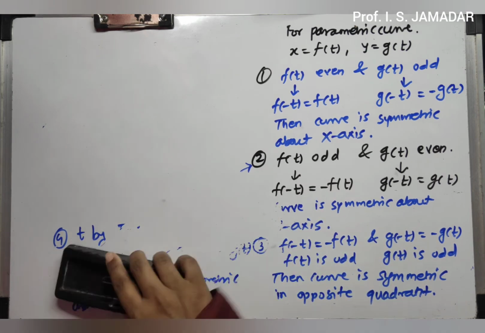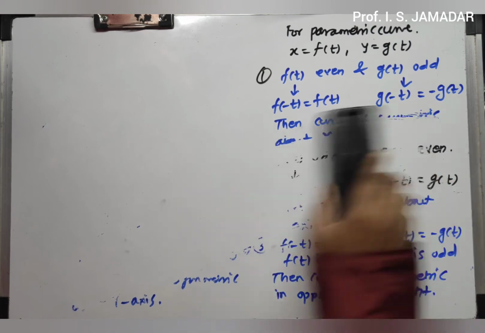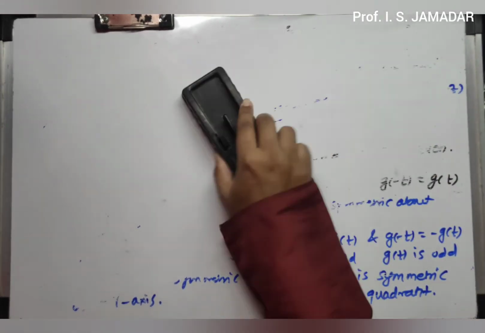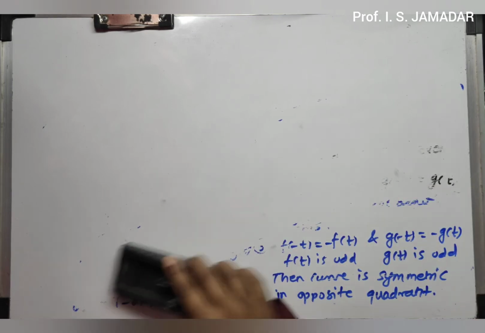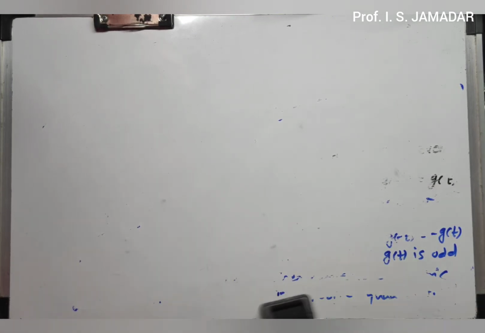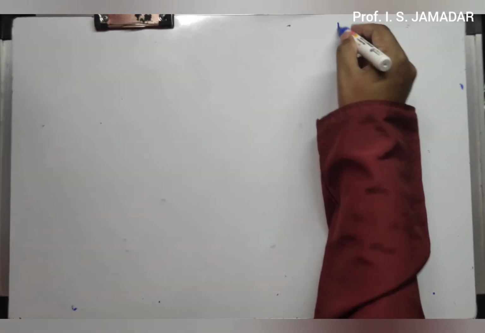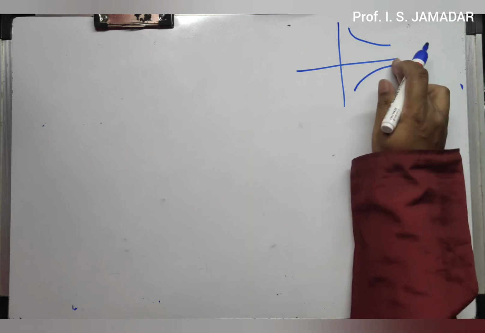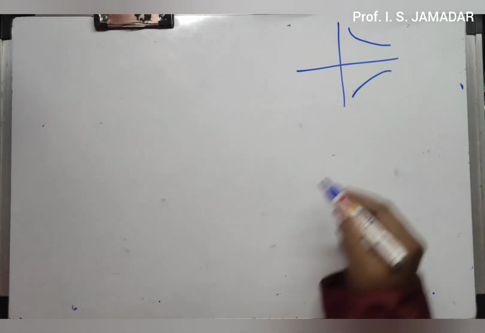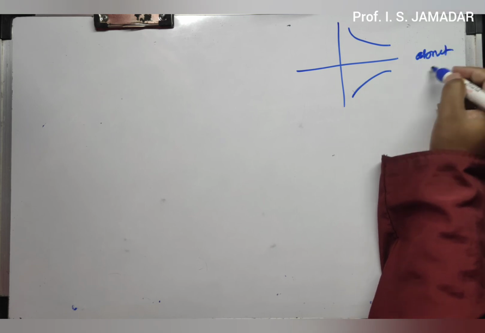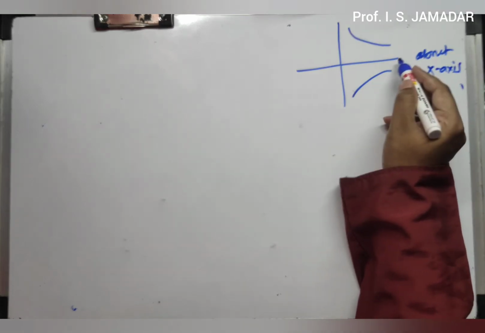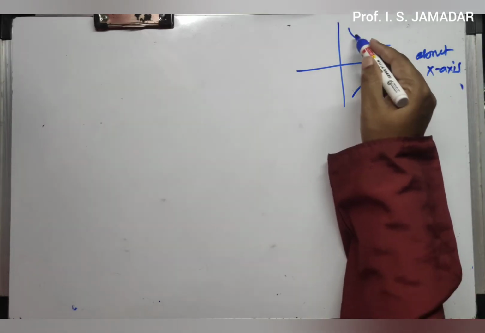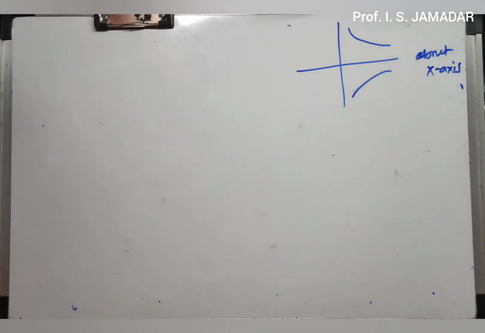Diagrammatically, let us draw the diagrams just to understand the symmetries about the x-axis, y-axis, the line y equal to x, the line y equal to minus x, or in opposite quadrants. Okay, so I will draw the diagrams so that we can identify. Now in this curve, you can see that this is symmetry about the x-axis. The x-axis is acting as a mirror, and the parts of the curve are mirror images of each other.